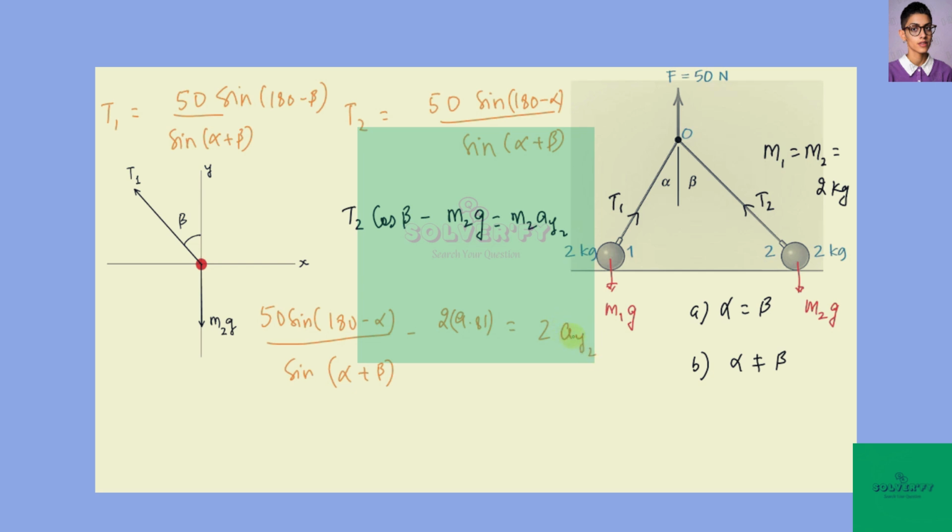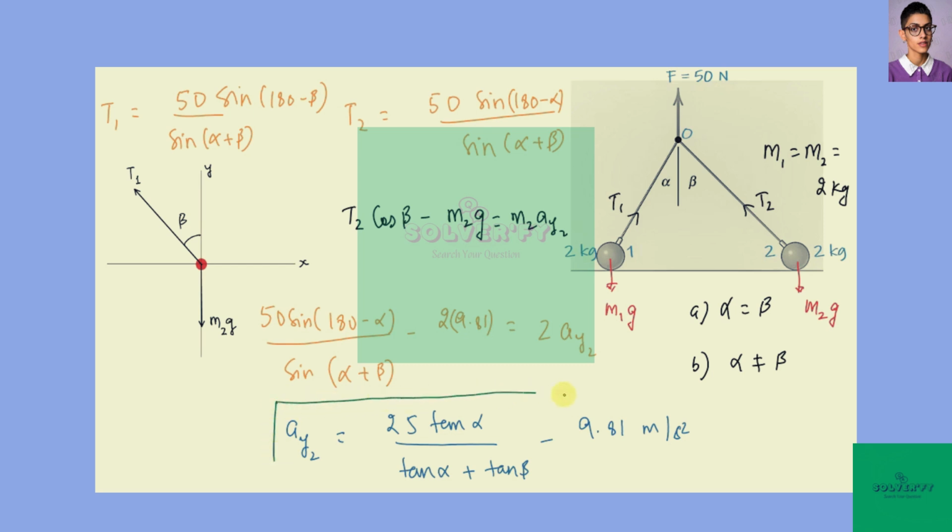So from here we can calculate the expression for ay2, and it comes out to be ay2 is equal to 25 tangent alpha divided by tangent alpha plus tangent beta, minus 9.81 meter per second squared. So this is the acceleration for the mass m2 when alpha is not equal to beta.